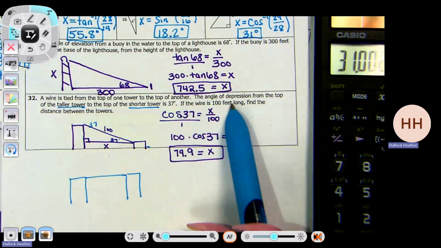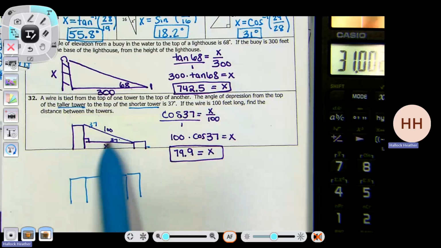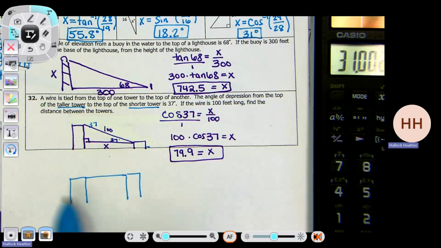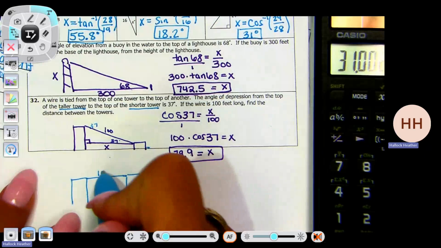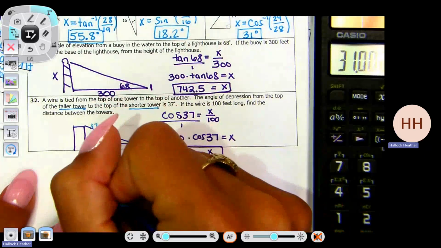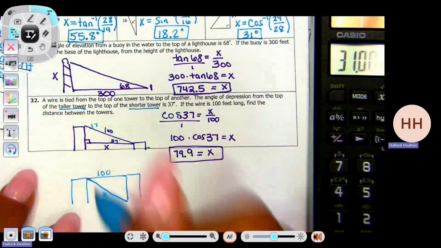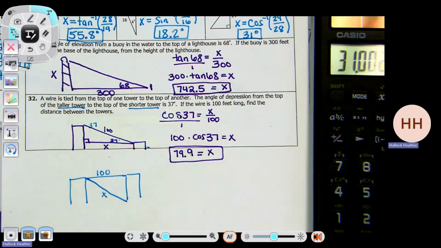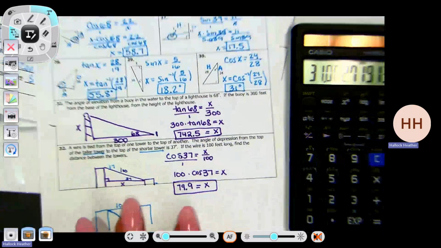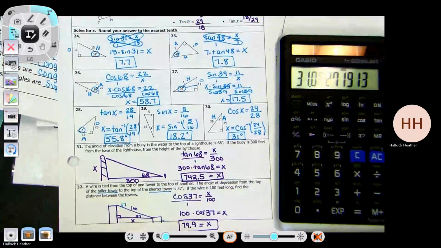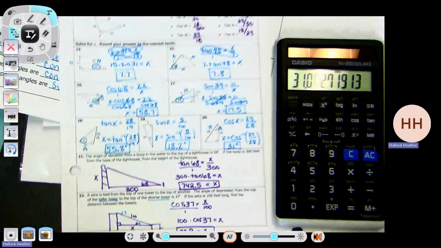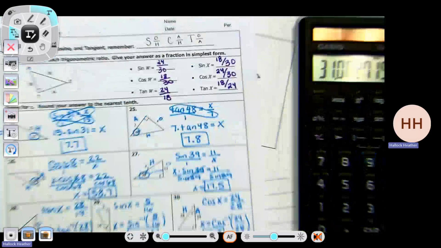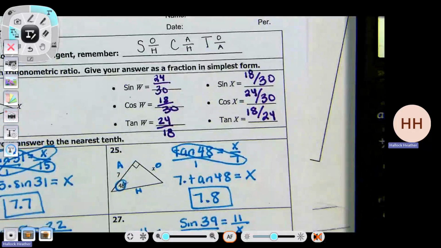So the wire is 100 feet. You have to find the distance between them. So if you drew your picture like this, you're like, what? Where's my triangle? I don't know. You probably put the 100 here and then you want to find the distance between them and you're probably putting it here. And so you're just drawing your picture wrong. So just be careful. So I'll zoom out so you can see all the answers. So there's that section. And then there's the angles if it was a little small for you to read earlier.